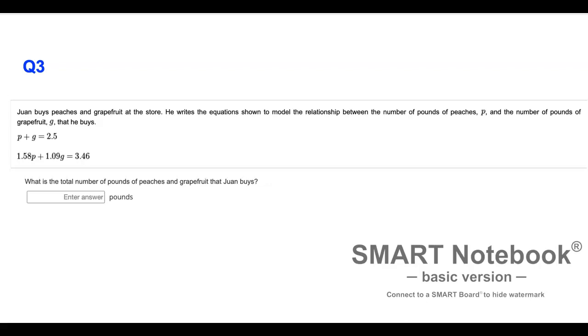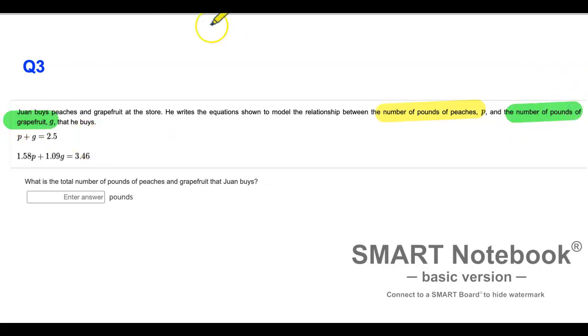We have P plus G equals 2.5, and then we have 1.58P plus 1.09G equals 3.46. The question is, what is the total number of pounds of peaches and grapefruit that Juan buys? So if we go back up to our reading here, we know that the variable P represents the number of pounds of peaches, and that the variable G represents the number of pounds of grapefruit.